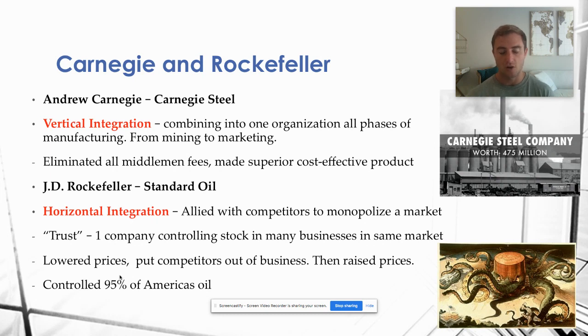And by doing so, he gets to make the decisions on how much oil is produced, what price oil is sold, etc. And this is so effective that he is at first able to lower his prices, put competitors out of business, then buy their oil companies. And by the end, when it's all said and done, he controls 95% of America's oil. This obviously is laissez-faire capitalism at its highest example, because one individual controlling 95% of America's oil, certainly that is outside the constraints of what the framers of the Constitution believed should be happening here.